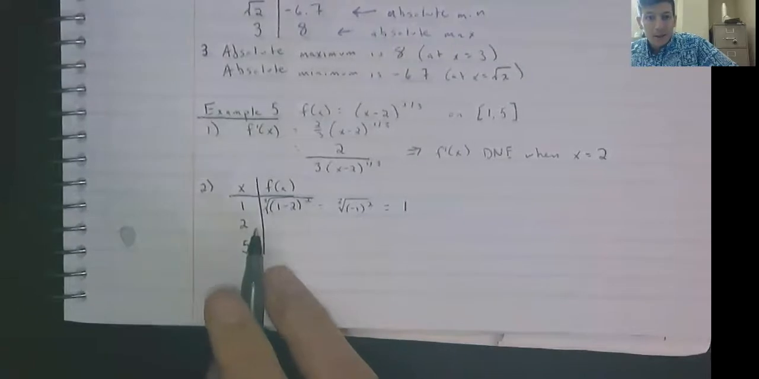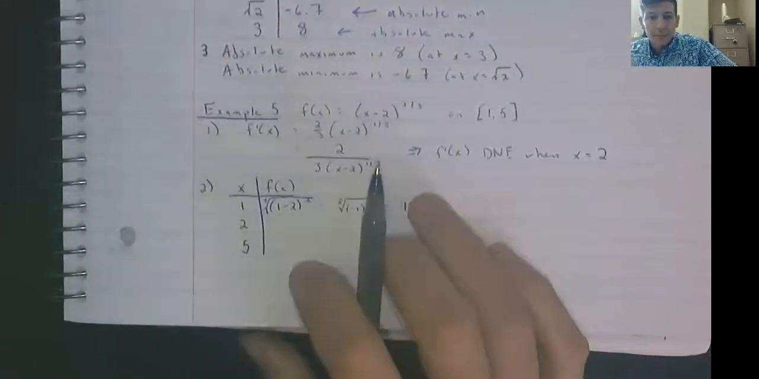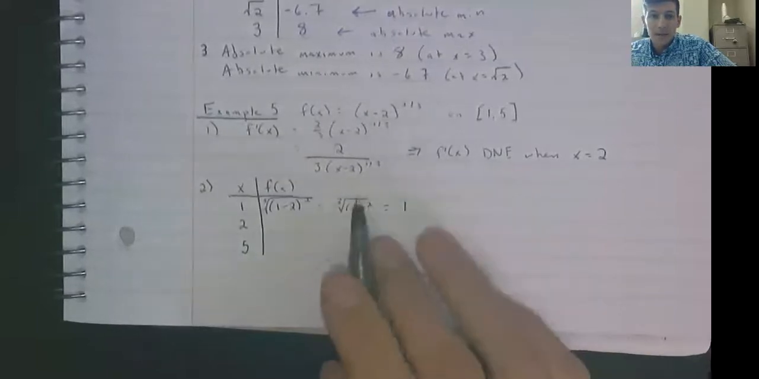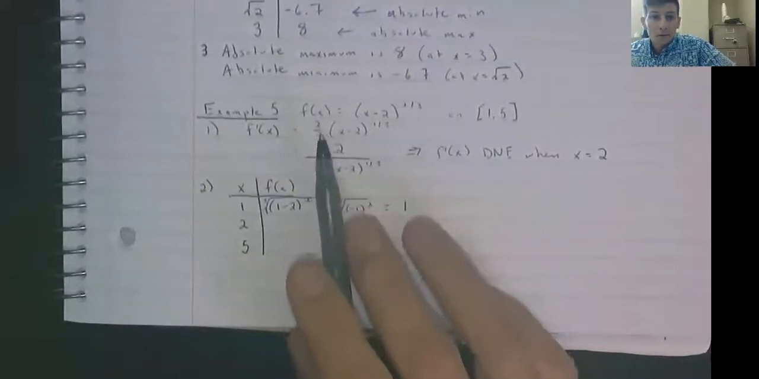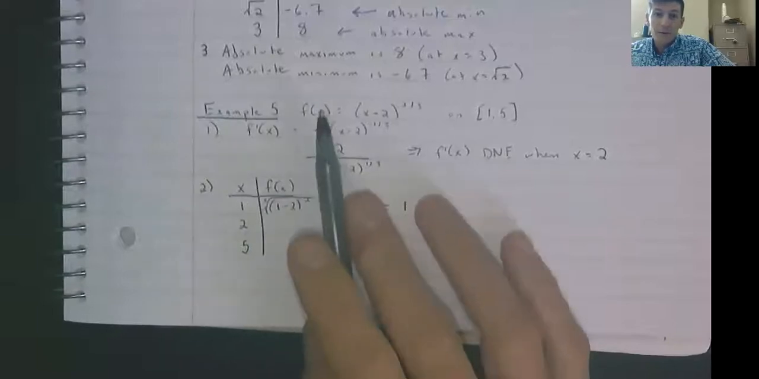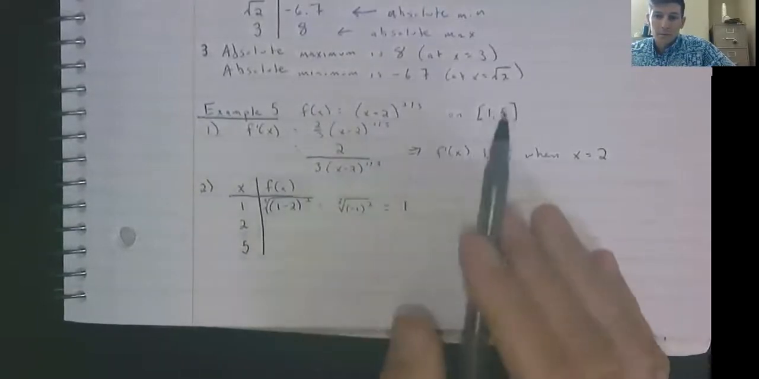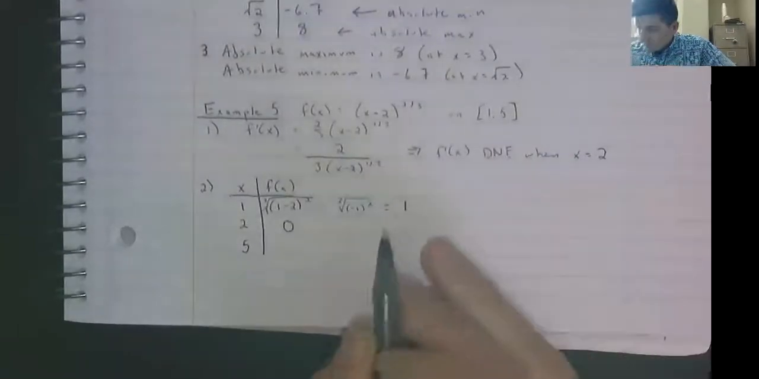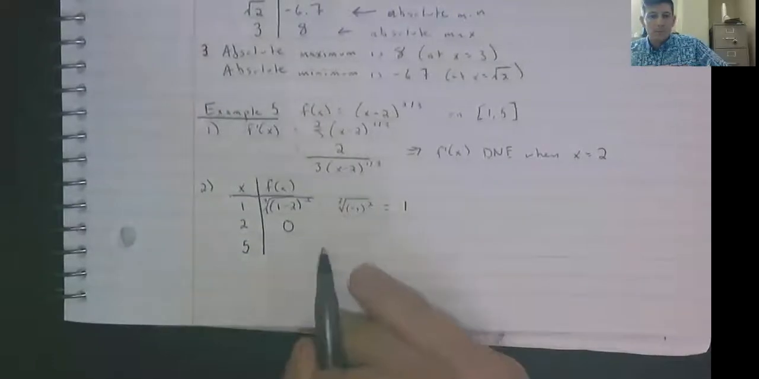Okay, this is a little tricky, and this is where we can definitely get tied up. We said that f prime of 2 did not exist. However, that doesn't mean that f of 2 does not exist. So f of 2, 2 minus 2, oh, 0. Okay, so far that's the max, that's the min.